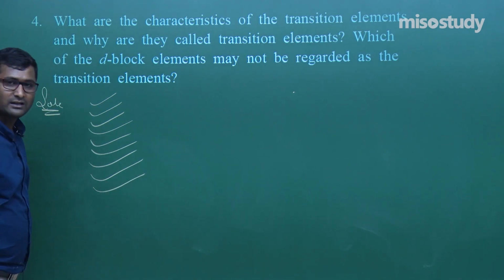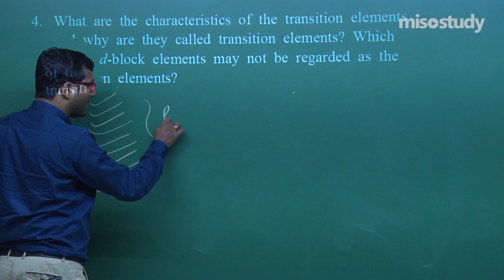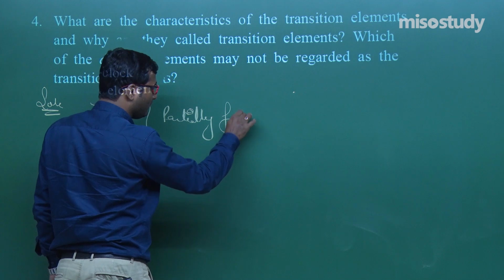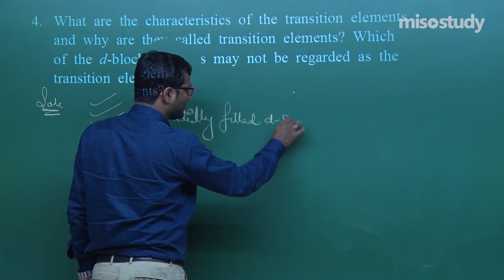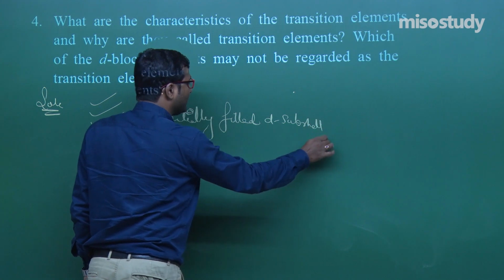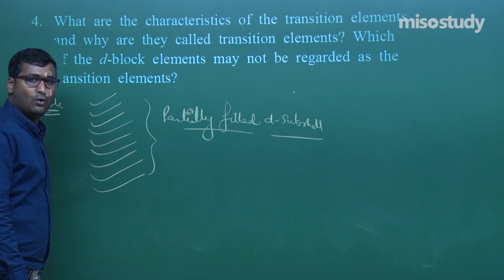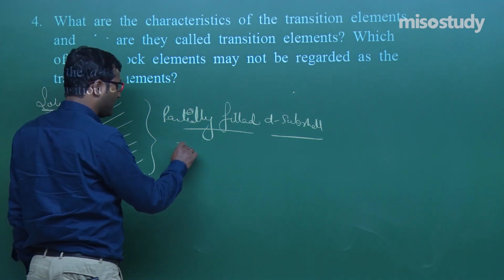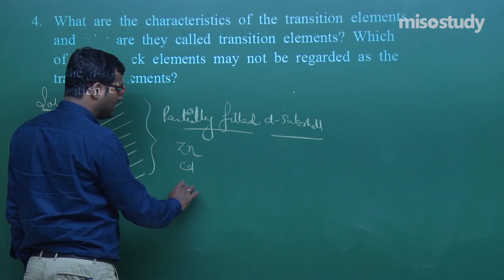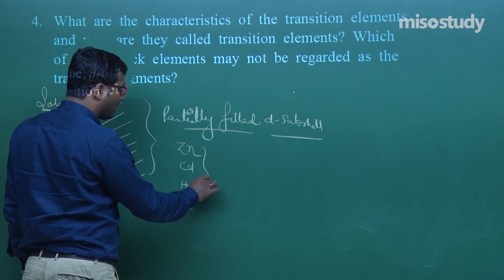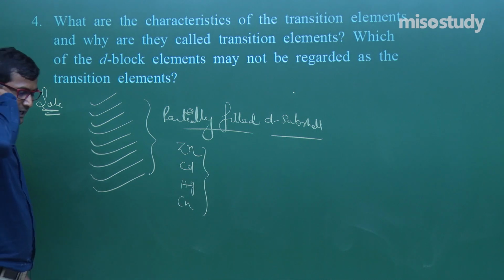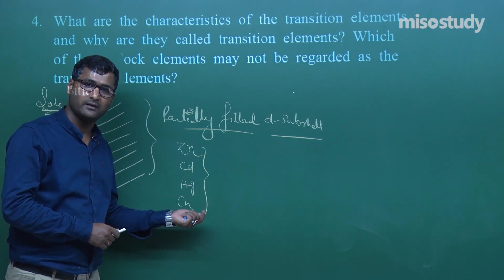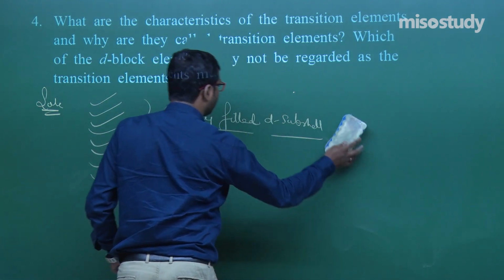And why are they called transition elements? Because they have, my friend, a partially filled d subshell. Due to the presence of a partially filled d subshell, they are treated as transition elements. Which of the d block elements may not be? The last element of each series, Zn, Cd, Hg and Cn, are not treated as transition elements. Why? Because they have a completely filled d subshell. Due to this reason, they are not transition elements.